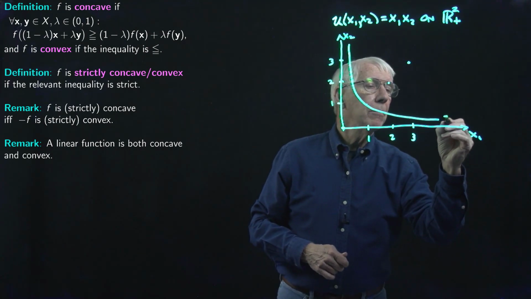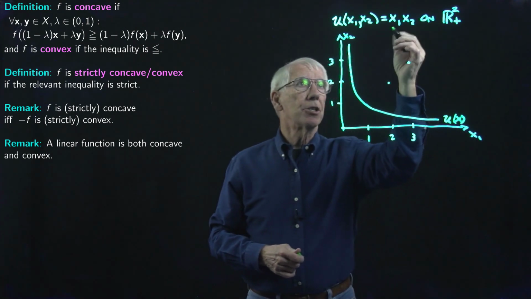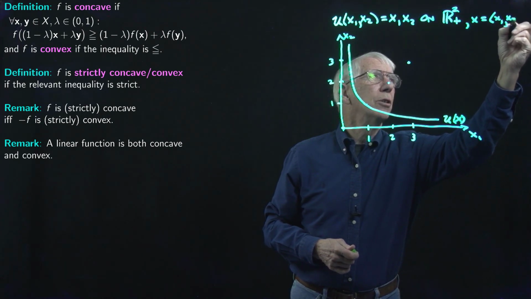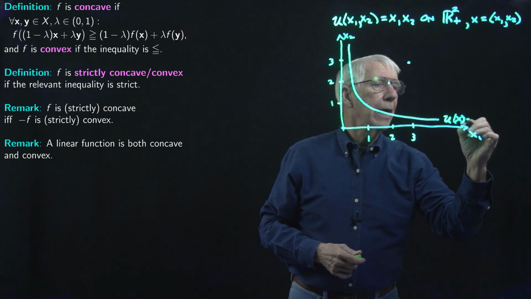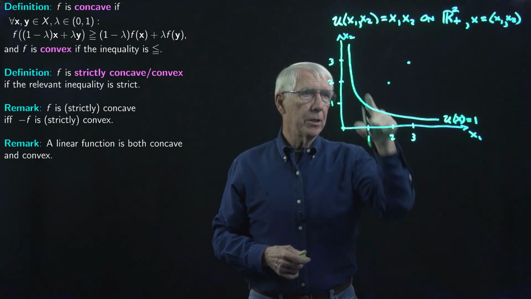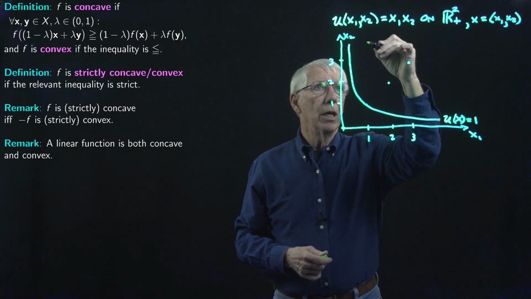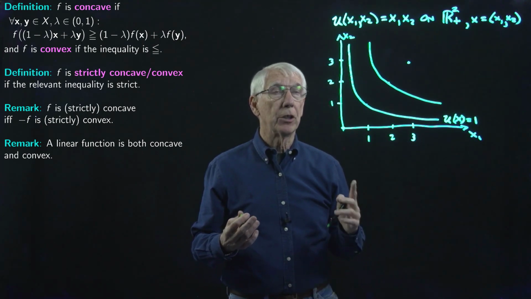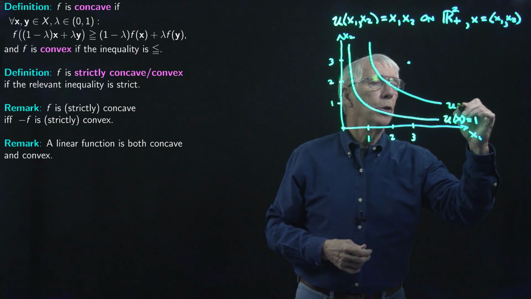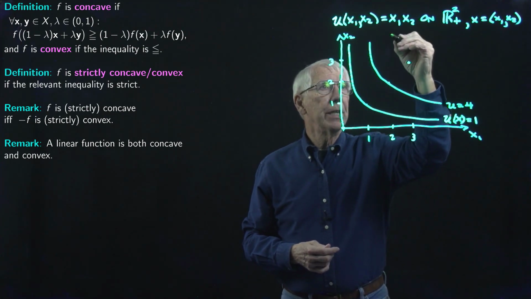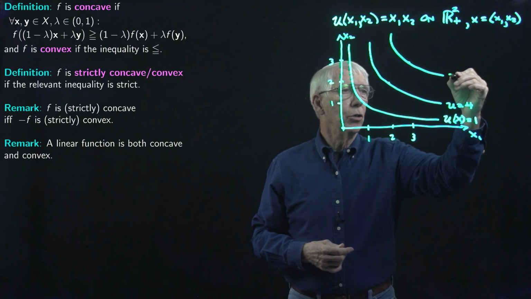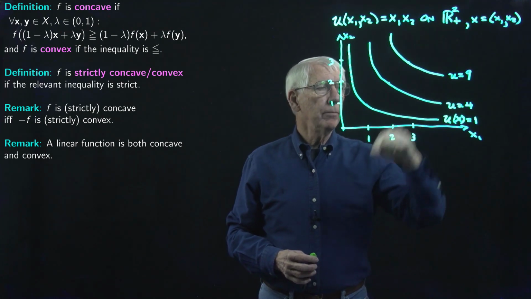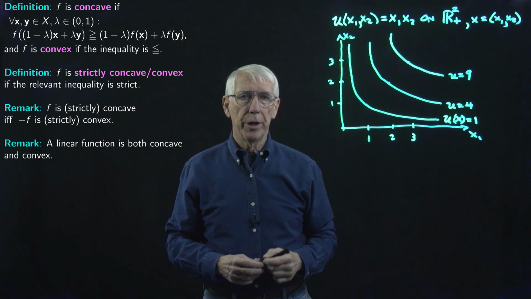So this is all of the bundles, and here I'm going to write just x for x1, x2. So this is u of x equals 1. And then here, the utility is 4 as the value of u. So this is the level curve of the function u, the indifference curve, where u is equal to 4. And here we have u equal to 9. So here we have the values of our function for values 1, 4, and 9 in the level curves.